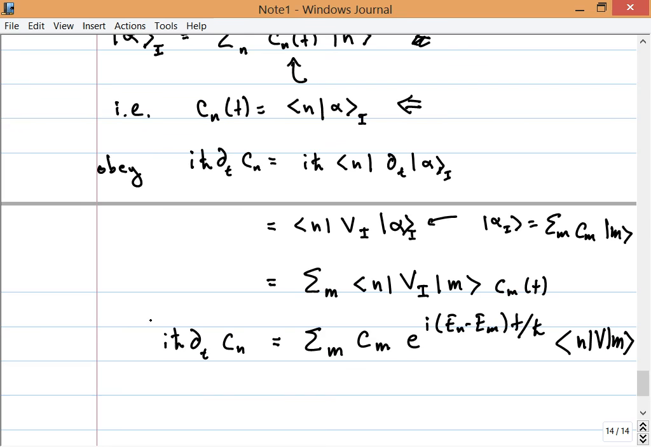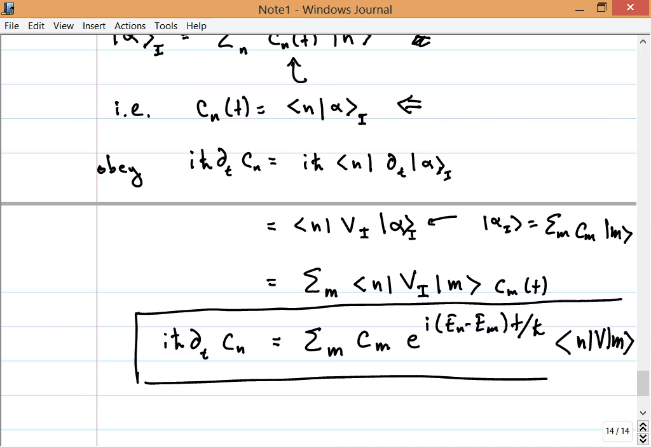So I haven't done anything particularly fancy here. All I've done is basically taken our Schrodinger equation in terms of the Hamiltonian H equals H naught plus V, and I've reorganized it slightly. I've worked in terms of the basis of states n, which are eigenstates of H naught, and I'm treating V as some perturbation, which allows us to determine the time evolution of these coefficients c sub n.